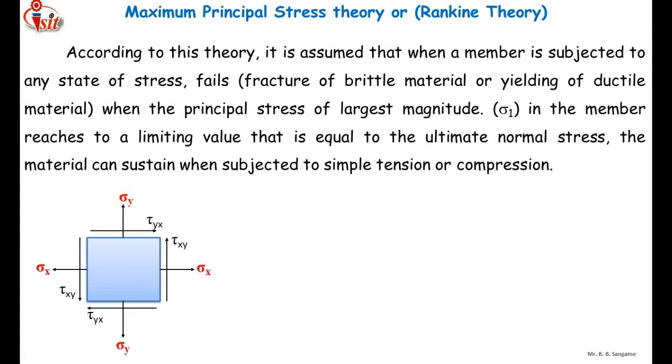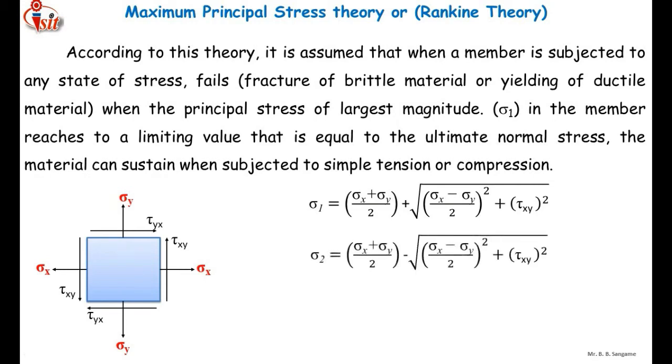In the previous video we derived a few equations for the maximum principal stress, minimum principal stress and maximum shear stress. First, the equation of maximum principal stress: sigma 1 is equal to (sigma x plus sigma y) by 2 plus the root of ((sigma x minus sigma y) by 2) whole square plus tau square xy. Second is the equation of minimum principal stress, sigma 2, equal to (sigma x plus sigma y) by 2 minus the root of ((sigma x minus sigma y) by 2) whole square plus tau square xy. And third is the equation of maximum shear stress.